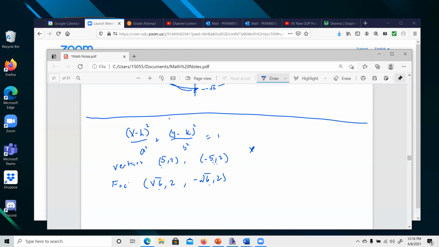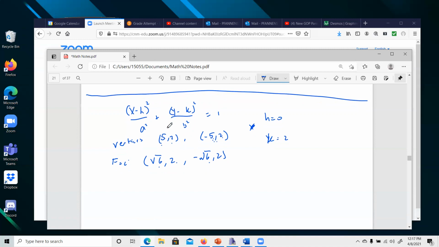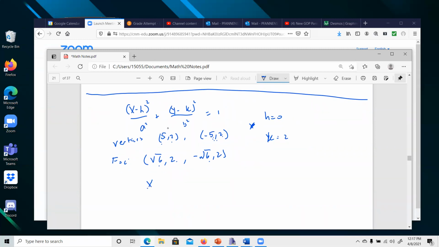So the center, we could say that. Now the y part, the k. Notice that they're all 2's. Since the foci are square root of 6 away from the center, the y part, that's k, is equal to 2. So far we have x squared over a squared plus (y minus 2) squared over b squared is equal to 1. All right. Now, let's see here.